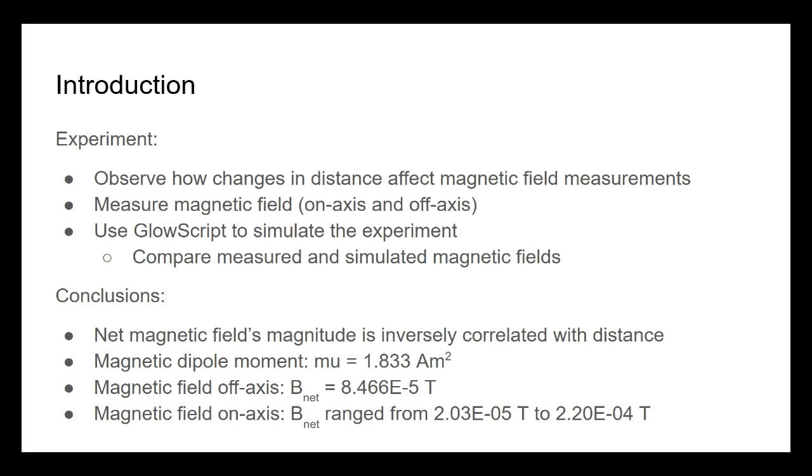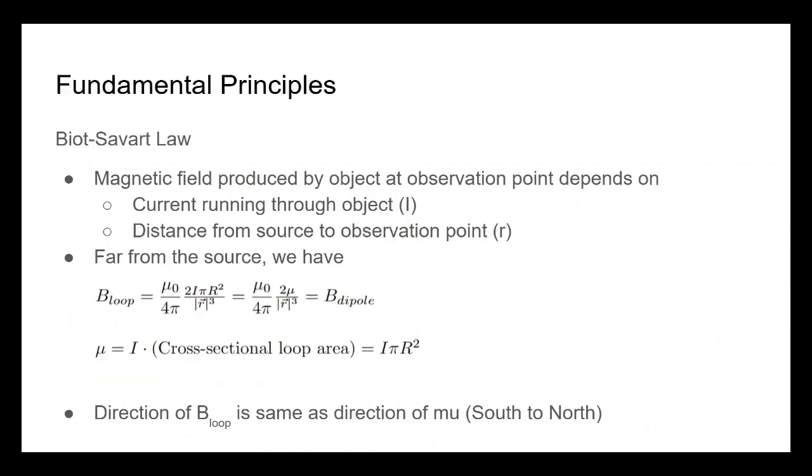In conclusion, the net magnetic field's magnitude is generally inversely correlated with distance. The magnetic dipole moment was measured to be 1.833 ampere meters squared. The magnetic field off axis was about 8.466 times 10 to the negative 5 Teslas. And on axis, depending on the distance, it ranged from about 2 times 10 to the negative 5 to 2 times 10 to the negative 4 Teslas.